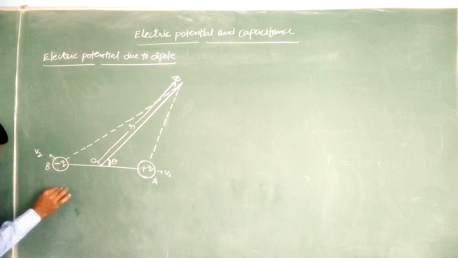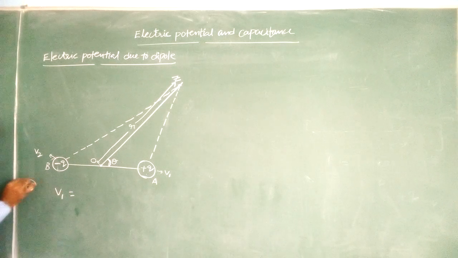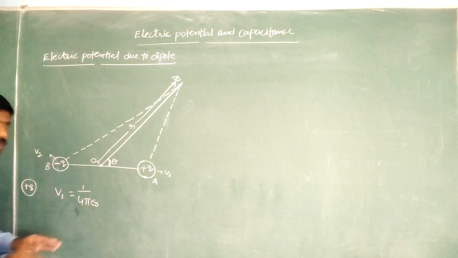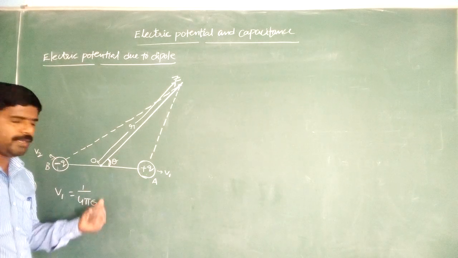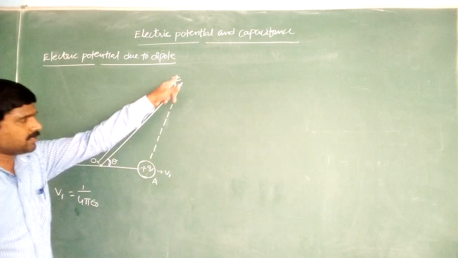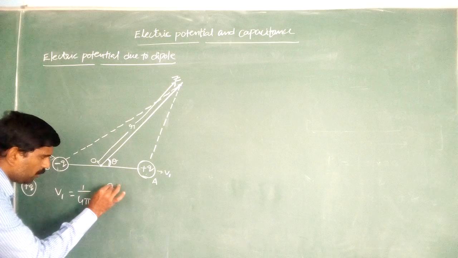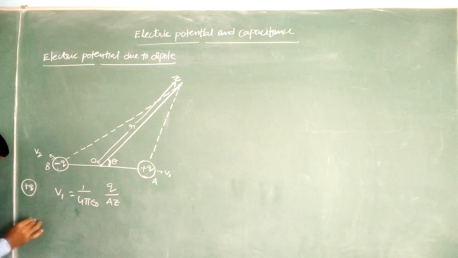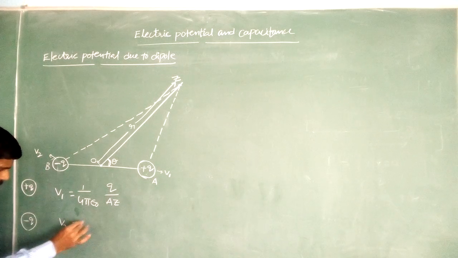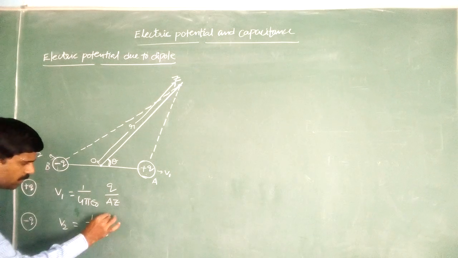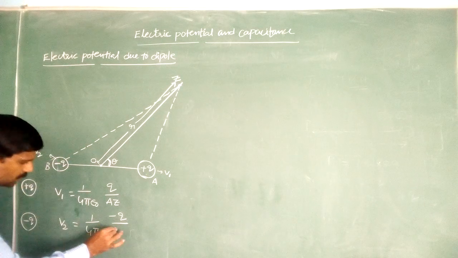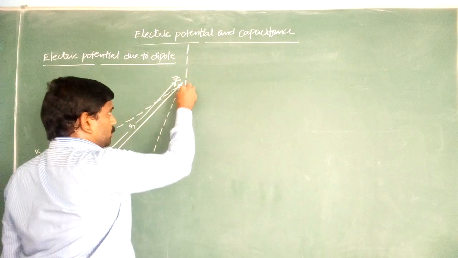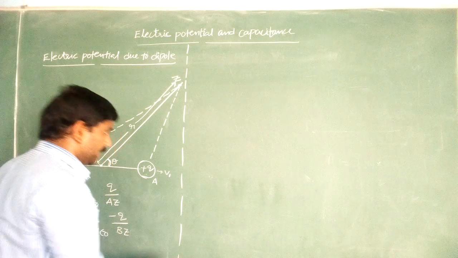Electric potential due to the positive charge: V1 is equal to 1 by 4 pi epsilon naught into Q by R. Here charge is Q, distance is AZ, so that is Q by AZ. Next, electric potential due to the negative charge, V2, is equal to 1 by 4 pi epsilon naught into minus Q by BZ. Therefore the net potential at point Z.